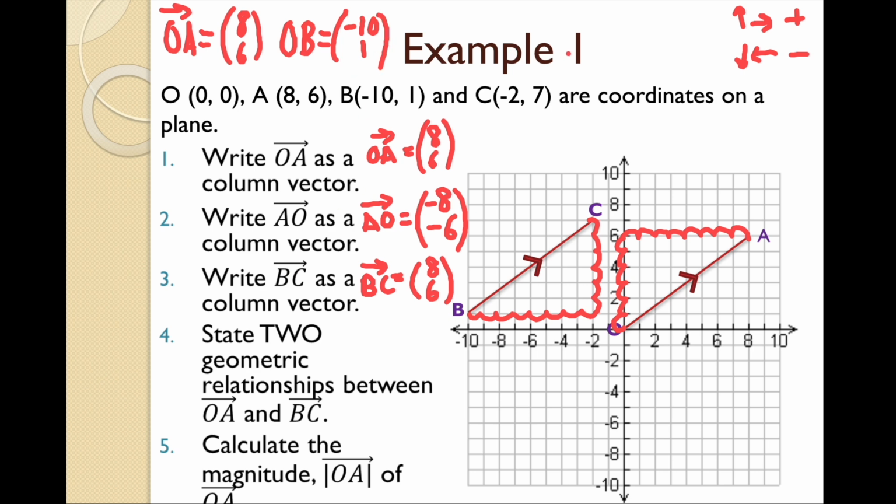What do you think we would get for C? So OC would be negative 2 at the top and 7 at the bottom. Does that make sense to everyone? Good. Go ahead, tell me. Now you're talking.